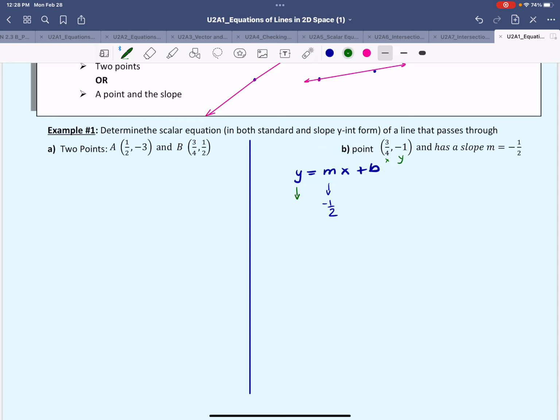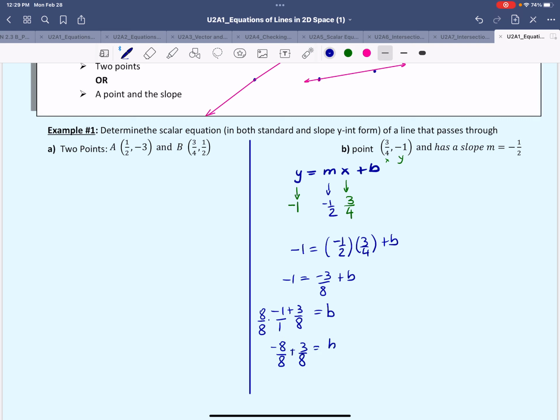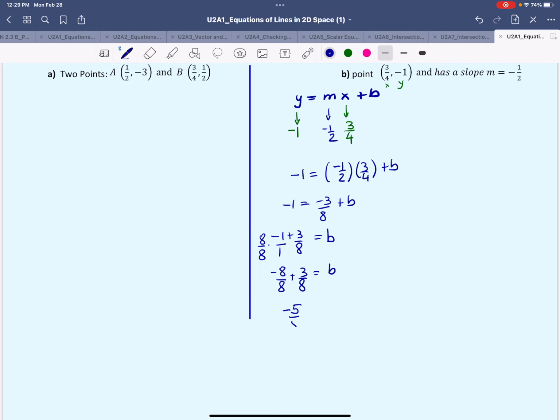So for y, I'm going to write the value of y, -1, and for x, I will write the value of x, which is 3/4. With all the information given now, I'm going to rewrite the equation. -1 equals -1/2 multiplied by 3/4, and then plus b. Simplify each side, so that would be -3/8 plus b, and then solve for b. So the value of b is -1 plus 3/8. So we're going to write -1 as -8/8 plus 3/8, which equals -5/8.